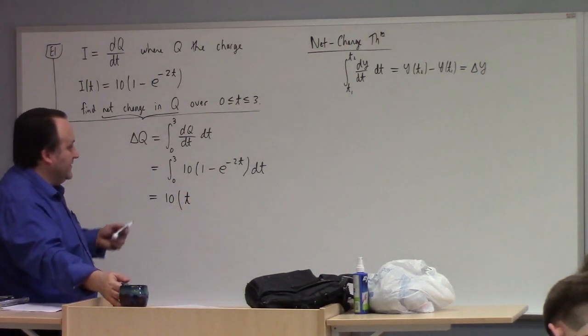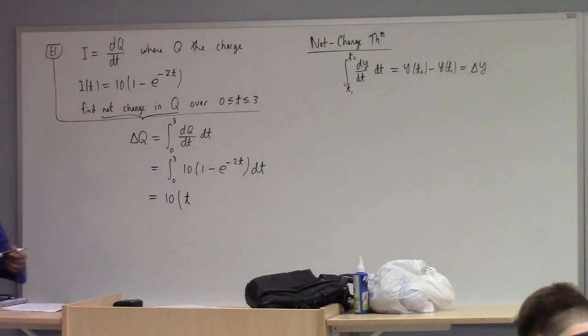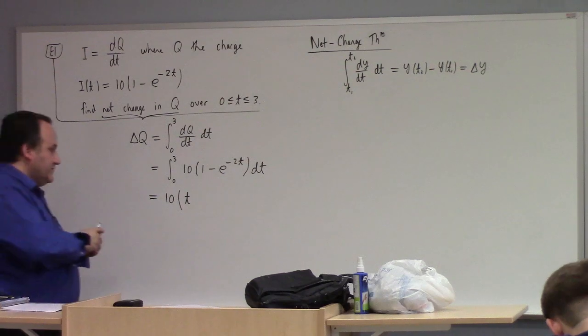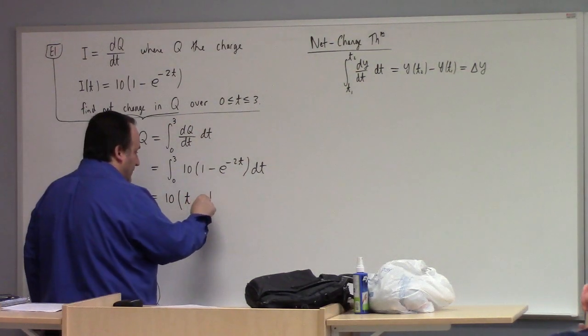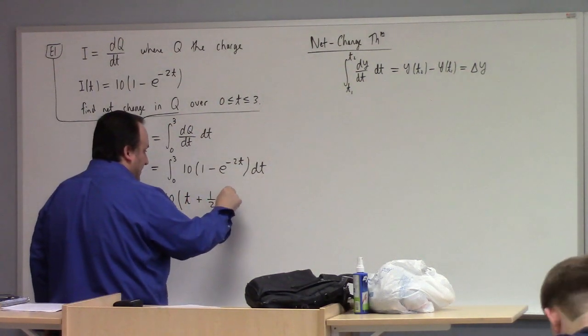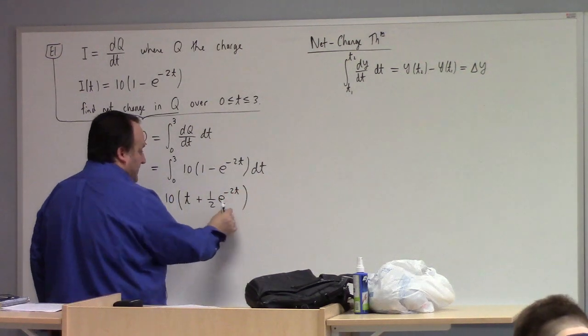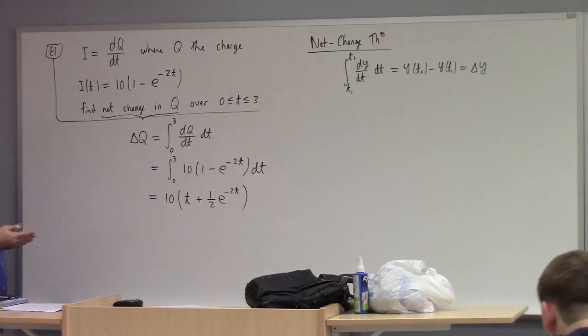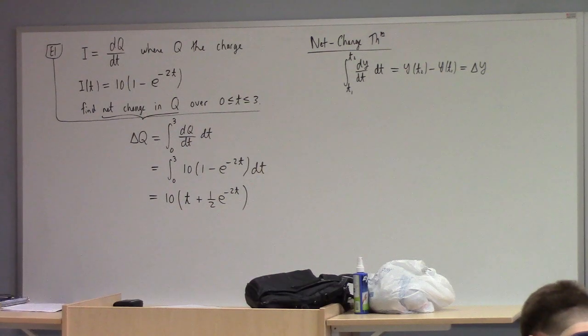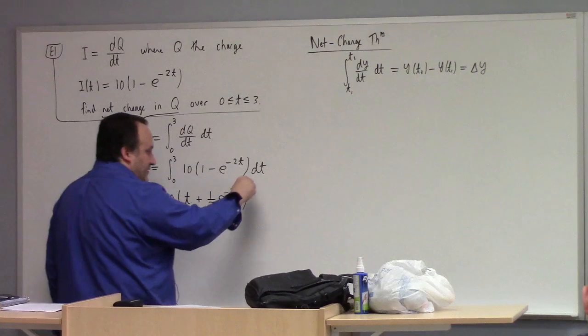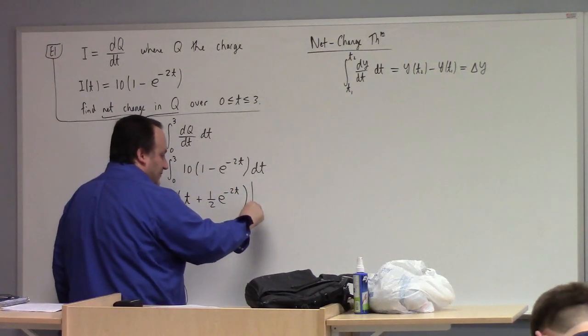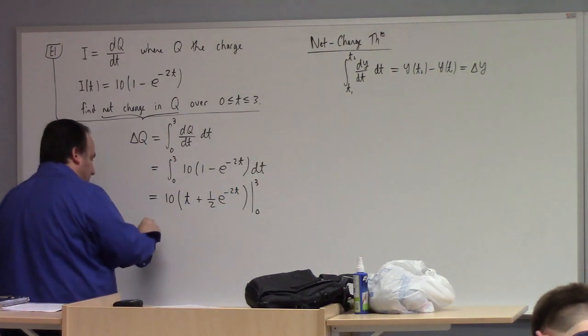What's the antiderivative of minus e to the minus 2t? One half e to the minus 2t. I think we have a winner, because if I differentiate that, the chain rule pulls out a minus 2. Minus 2 over 2 gives me minus 1. Hooray, that's what we want. So there you go, that's the antiderivative. We evaluate from 0 to 3, as usual, FTC2.